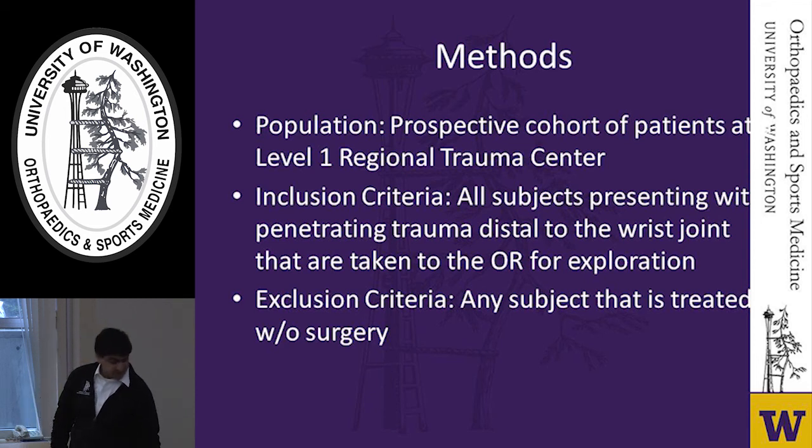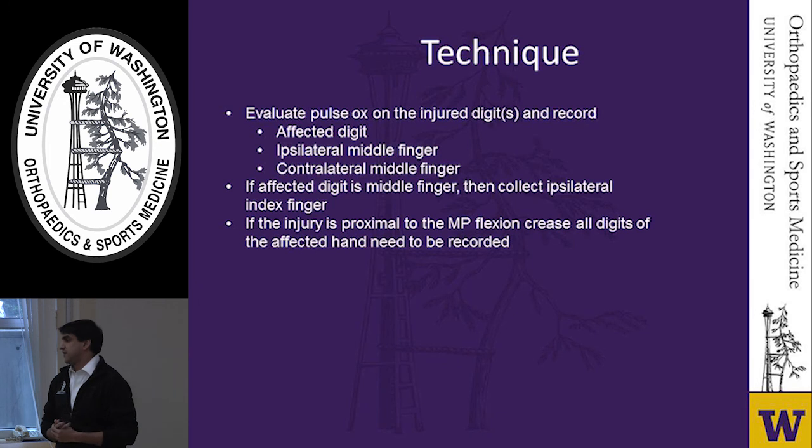You're expecting this to only be different if both arteries are out? Right, yeah, exactly. Something that would require it to be revascularized. So the technique is basically just putting a pulse ox on the digit. We'll take a couple from the same hand and then from the uninjured hand to get an idea of what the pulse ox measurements are.